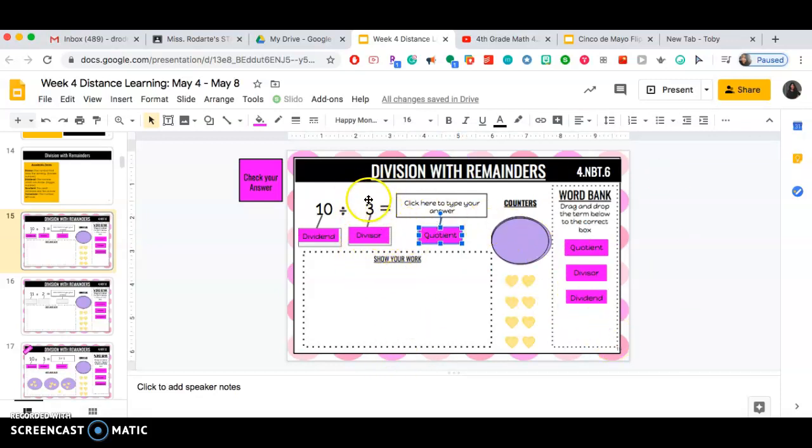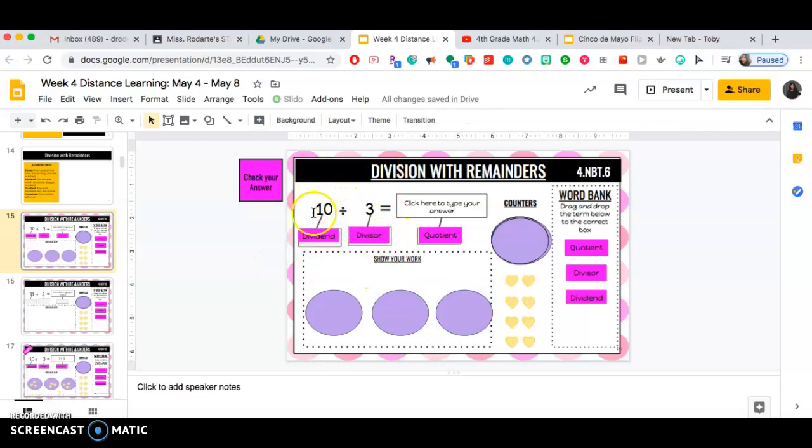Now it's time for us to show our work. So 3 is the number doing the dividing, so 3 is representing our circles. So we need 3 circles to represent our divisor. And you can grab these circles just by grabbing them and dragging them down. So we have 1, 2, 3 to represent our divisor, which is 3 in this problem. Now our dividend is 10, so we have 10 pieces to share equally to each circle. So we're going to use these hearts to represent the number 10. So let's share 10 pieces with 3 circles evenly, as close as possible.